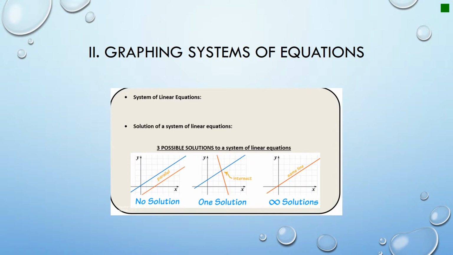All right, graphing systems of equations. Systems of equations are two equations that we're solving simultaneously, at the same time. You're going to get 3 possible solutions: no solution if they're parallel, 1 solution if they cross, and infinitely many solutions if it's the same line, just with different equations.